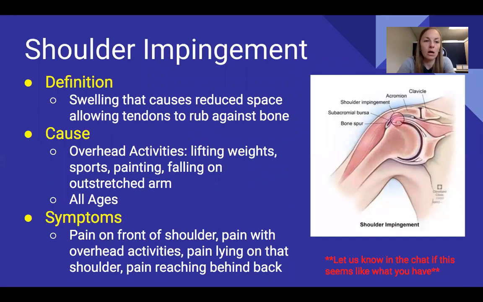So the most common diagnosis that we see for shoulders is called a shoulder impingement. If you already know you have this, let us know, say me or something in the chat, so we kind of know if the majority of you are also dealing with this. So again, kind of synonymous with strain or tendonitis. Some of you texted us back on kind of a specific diagnosis. Some of you mentioned biceps tendonitis. And again, that will kind of fall into this same definition, cause, symptoms kind of things.